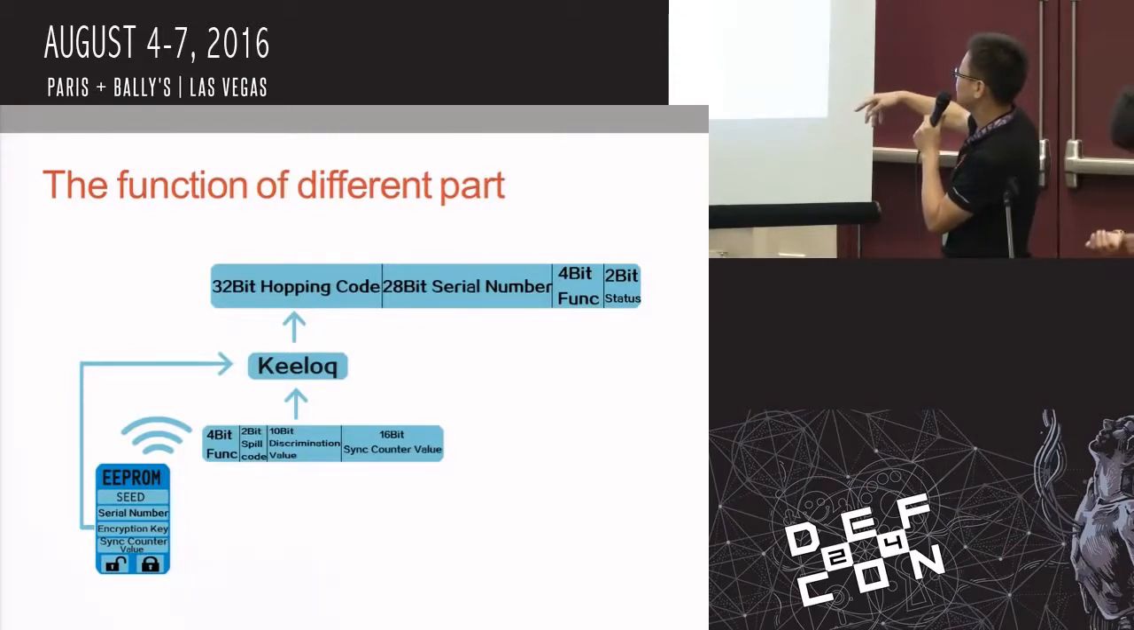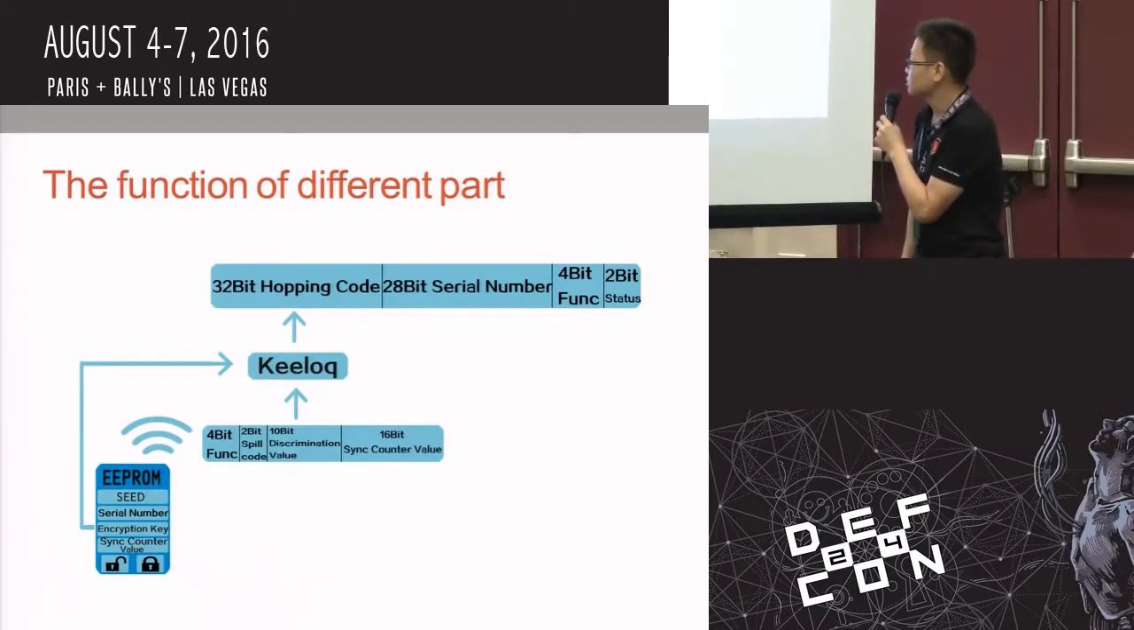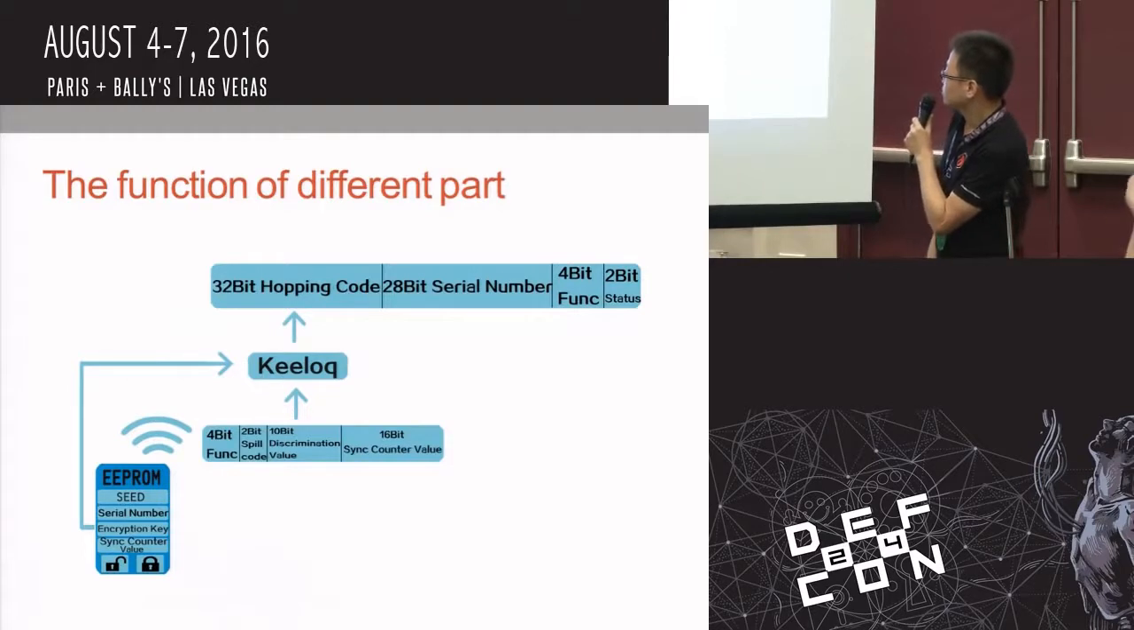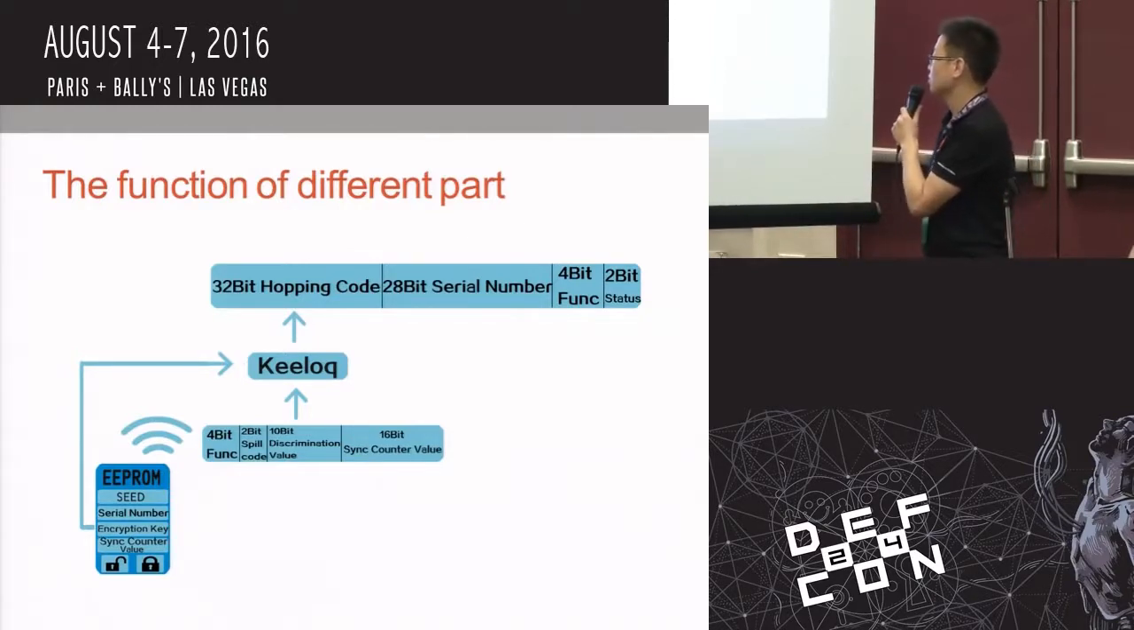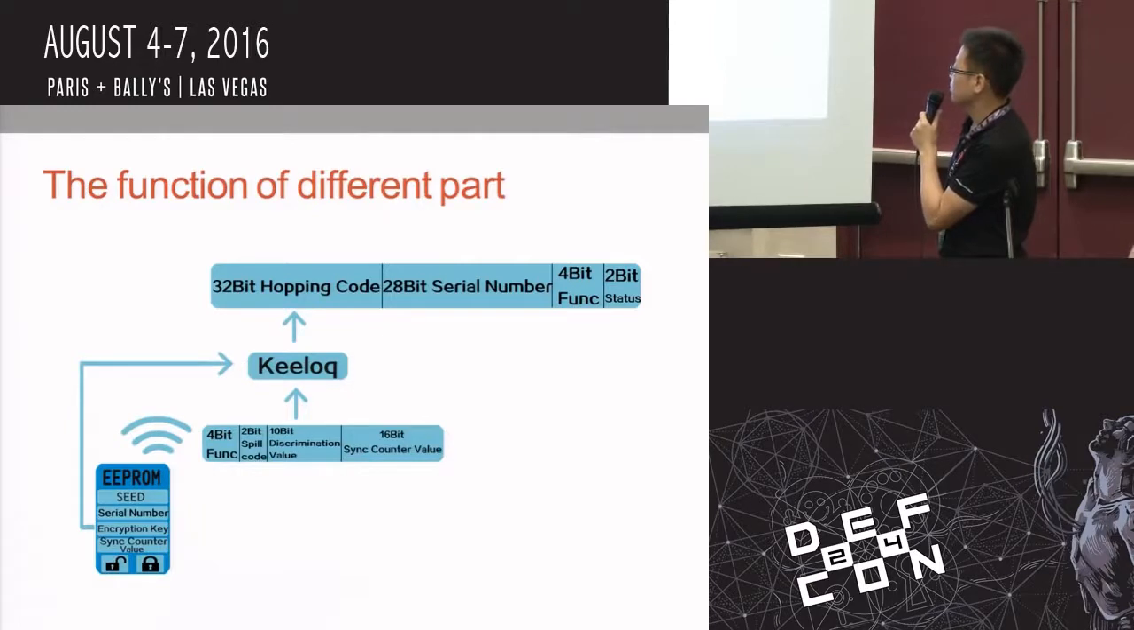So we tested many kinds of cars, and we found the outside one is useless. The car just uses the inside one. And then there is the 2-bit spear code. We read the source code and finally found out the 2-bit spear code is never used.